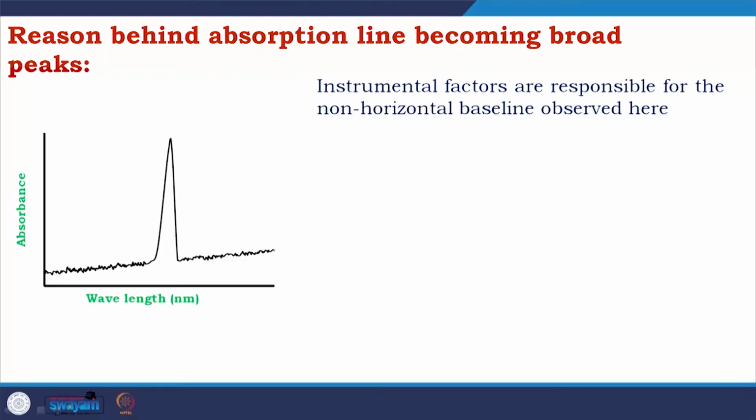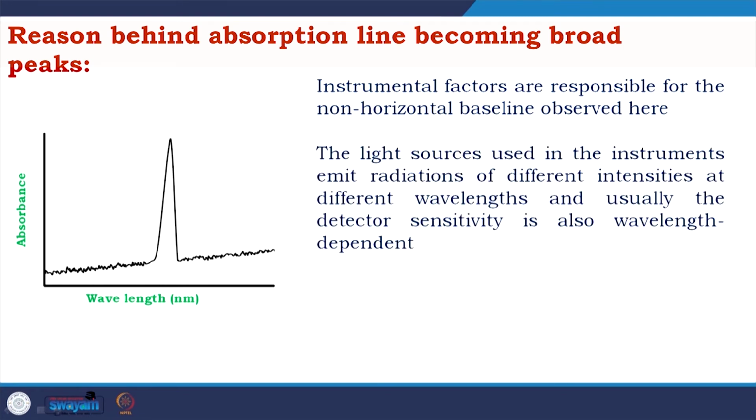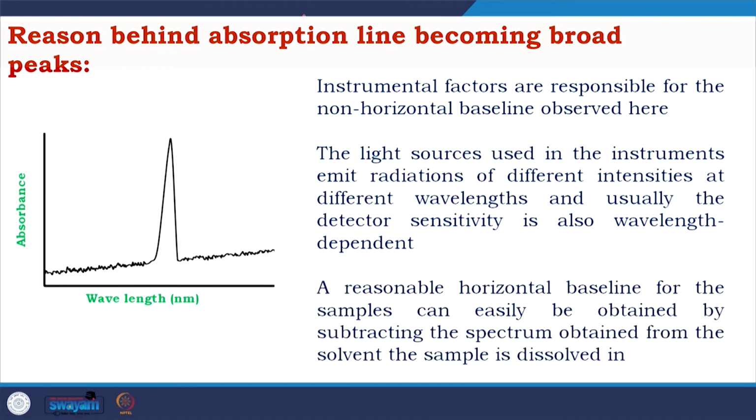So, you do the scanning, what we say. Instrumental factors are responsible for the non-horizontal baseline observed here. The light sources used in the instrument emit radiations of different intensities at different wavelength, and usually the detector sensitivity is also wavelength dependent. A reasonable horizontal baseline for the samples can easily be obtained by subtracting the spectrum obtained from the solvent the sample is dissolved in. So, you could get the solvent spectra and subtract it, that is the best method to correct this.